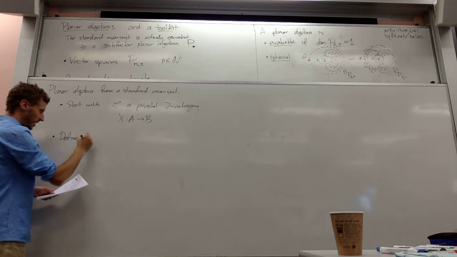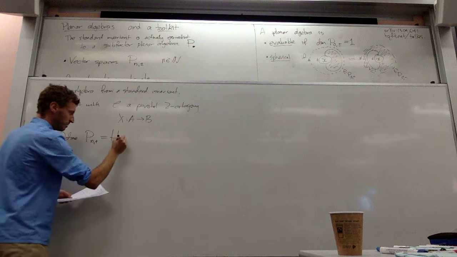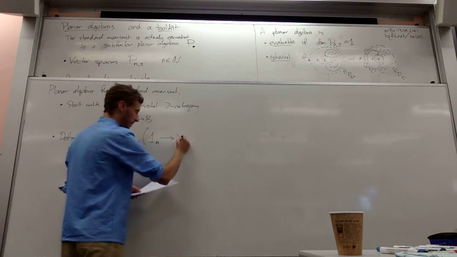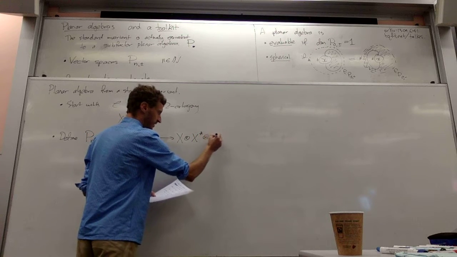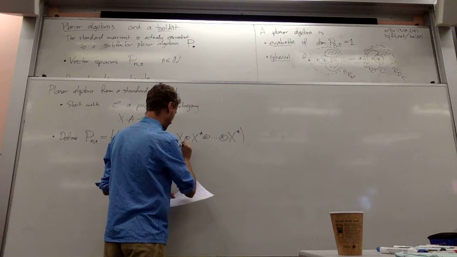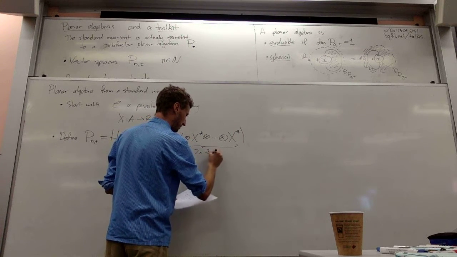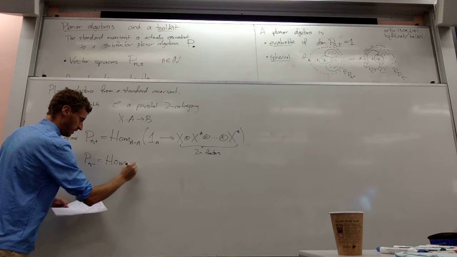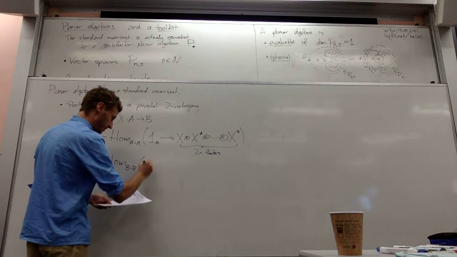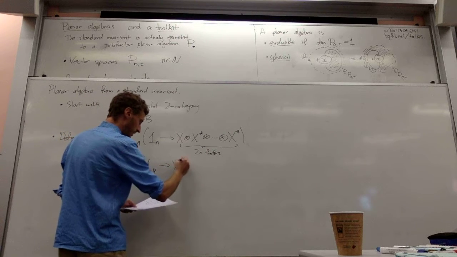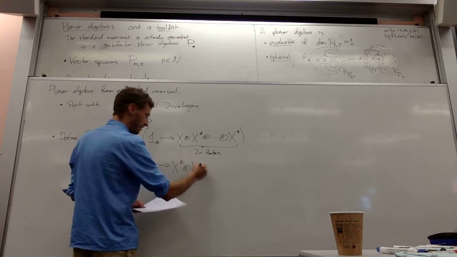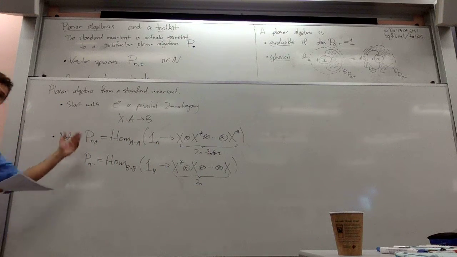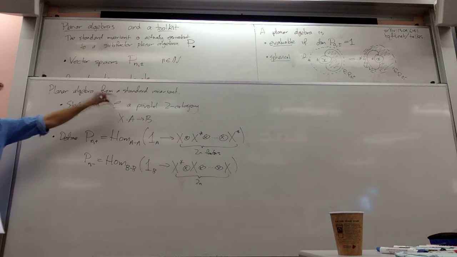So what do we do? We just define Pn plus to be the AA morphisms from the identity on A to X tensor X dual tensor dot dot dot tensor X dual, where here there are 2n factors. Okay? And we define Pn minus to be the BB homs, the identity one morphism on B, to the other thing that you can do with X, X dual tensor X, tensor dot dot dot, tensor X. And again, 2n factors. Okay? So there's some collection of vector spaces extracted from this object X in a pivotal two category.